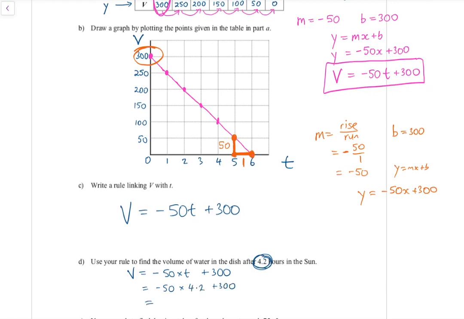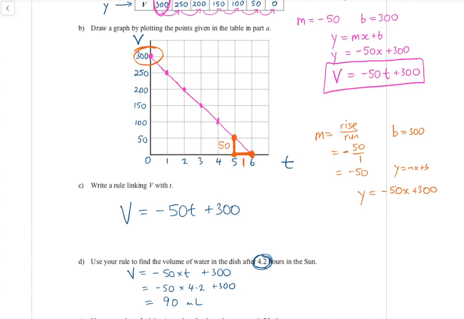So you get your calculator and you type in minus 50 times 4.2 plus 300, and if you do that you'll get an answer of 90, which means that if the dish is in the sun for 4.2 hours there should be 90 millilitres of water left in the dish.